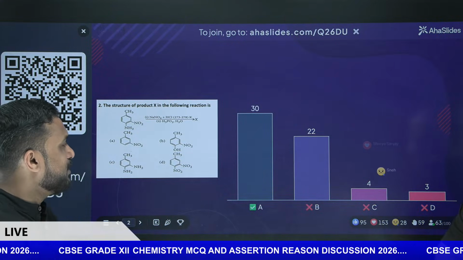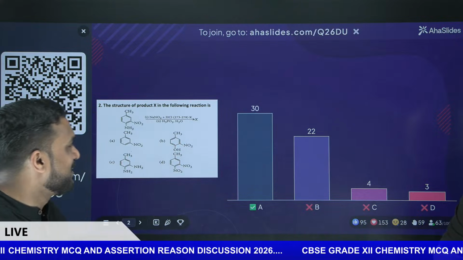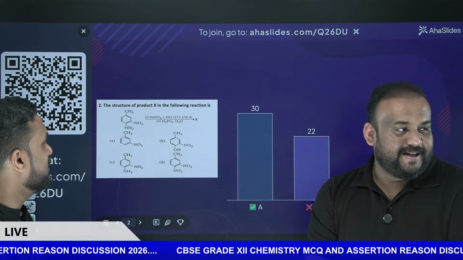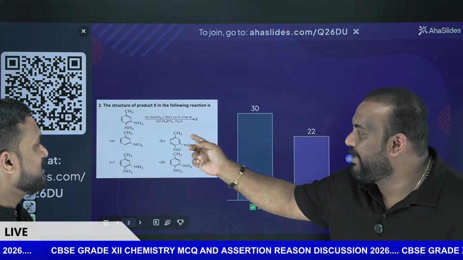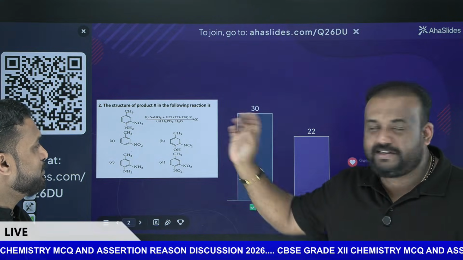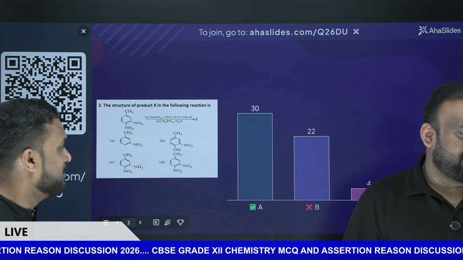Now the number of people making mistakes has reduced. The correct answer is A. It is a very straightforward question. We are adding NaNO2 and HCl, so wherever the NH2 group is there, it will become a diazonium salt. Then you are adding H3PO2 and water, so that group will be removed. That is the correct option. We will go to the next one.